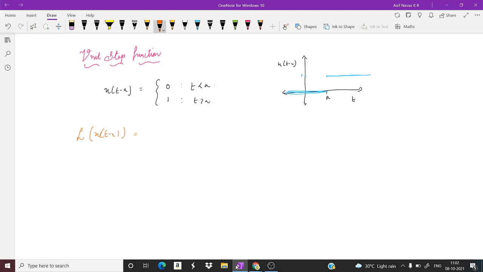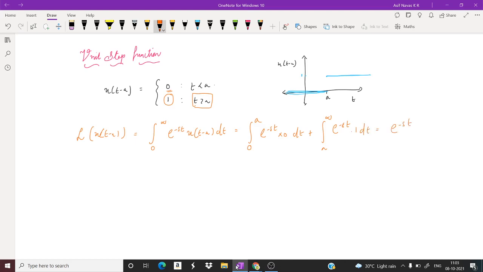This is equal to, by definition, the integral from 0 to infinity of e raised to minus st times u of t minus a dt. Now tell me, what is this integral? We can split it into two, right? One is from 0 to a of e raised to minus st, where t is less than a, what is the value? 0, right? dt, plus the integral from a to infinity of e raised to minus st, where t is greater than a the value of the function is 1, so 1 dt.